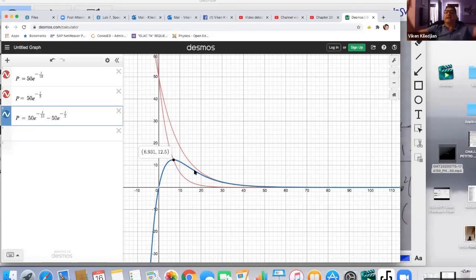Okay, so now that we know a little bit about how these equations behave and what they mean, let's do an example here.